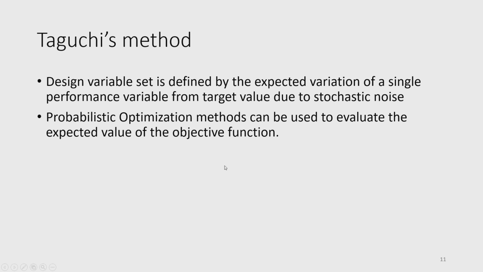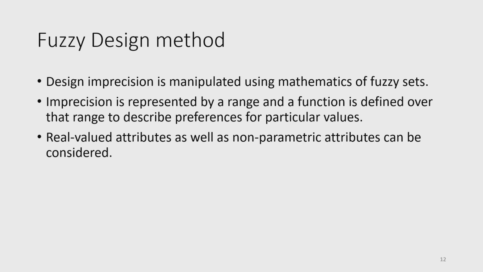Now coming to Taguchi's method, which we will not discuss in detail right now; maybe in the quality discussion we will cover it in more detail. Taguchi gave the concept of robust design, where he considered that there can usually be variations in the product, and therefore the product should be robust against those variations. The design variable set is defined by the expected variation of a single performance variable from the target value due to stochastic noise, and a probabilistic optimization method can be used to evaluate the expected value of the objective function.